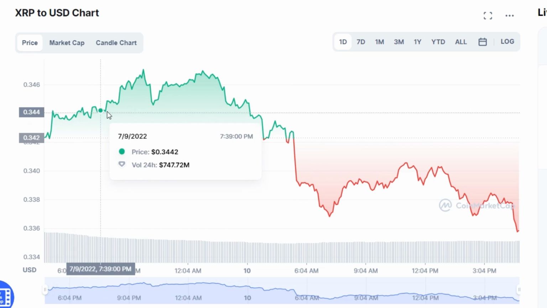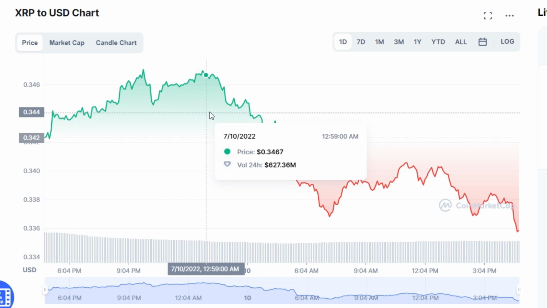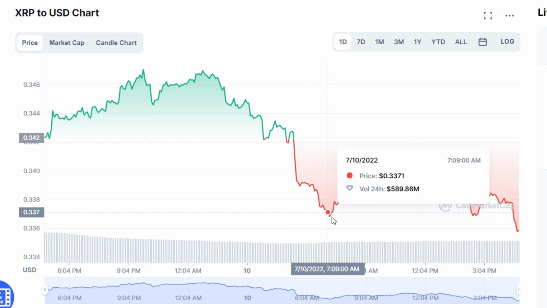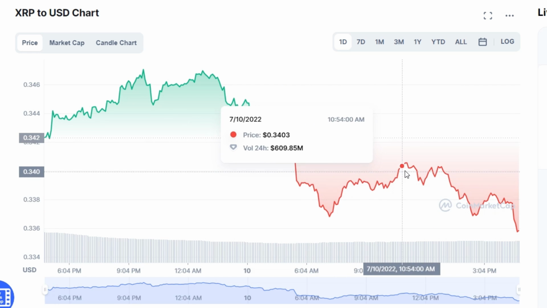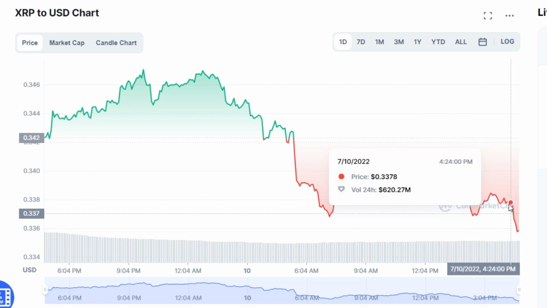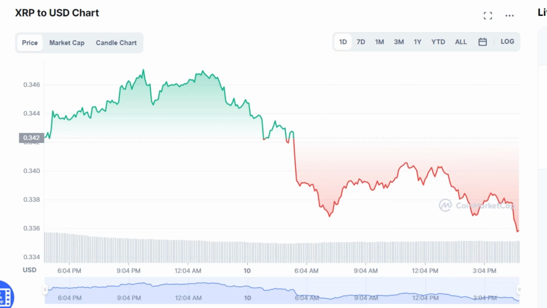The live XRP price today is $0.337800 USD with a 24-hour trading volume of $620,266,761 USD. We update our XRP to USD price in real time. XRP is down 1.51% in the last 24 hours.